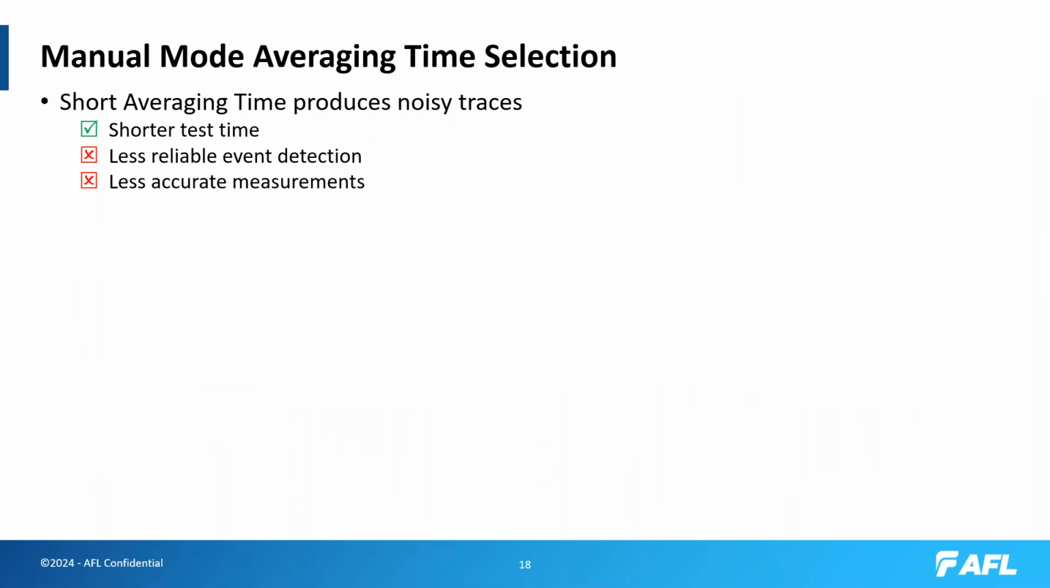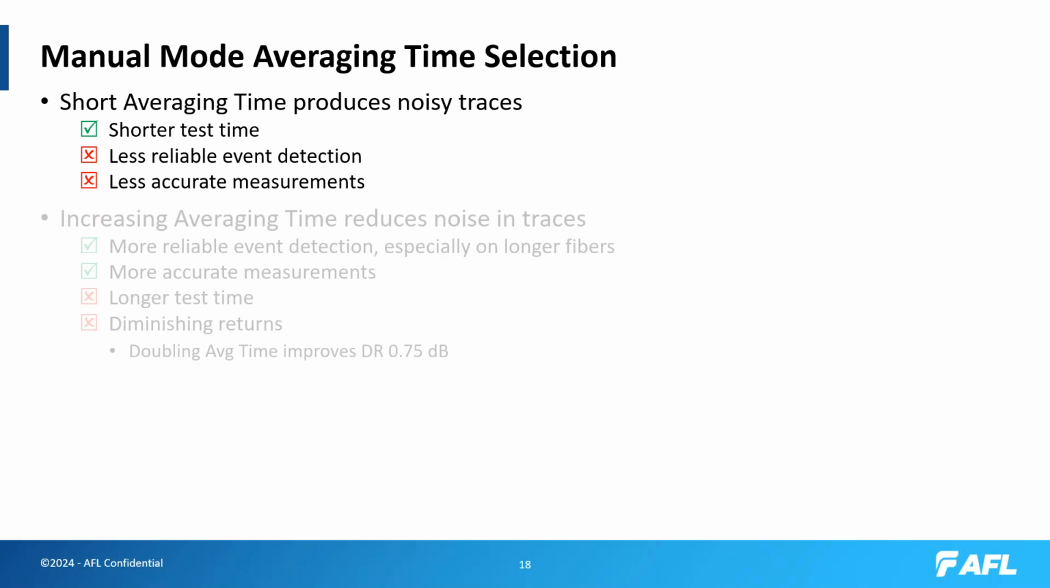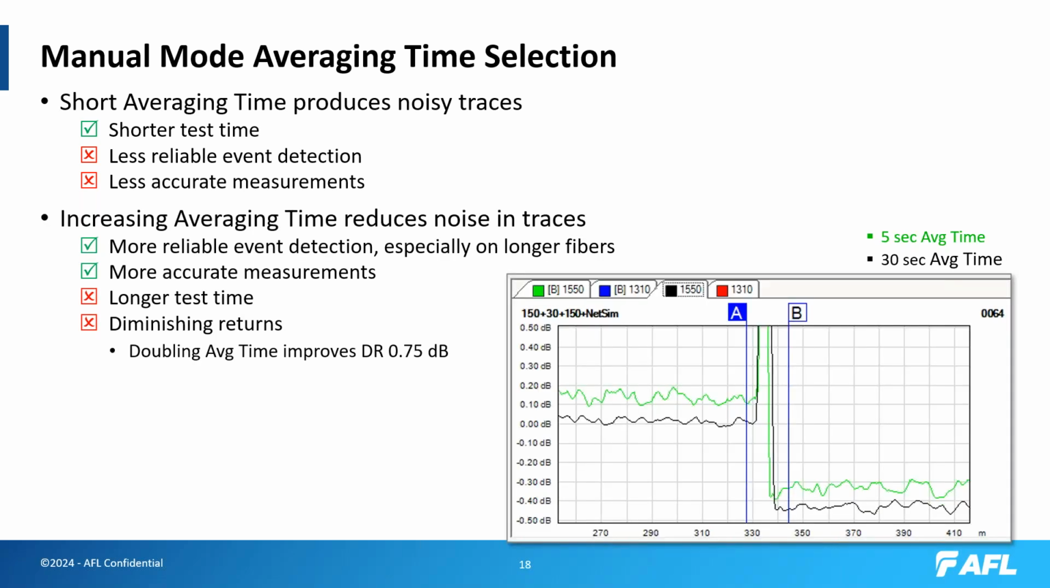So manual mode averaging time. Short averaging time produces noisy traces, but reduces your test time. Noisy traces mean less reliable event detection and less accurate measurements. If you increase the averaging time, it will reduce the noise in traces and improve your event detection and measurement accuracy. But of course, your test time is longer. And there are diminishing returns. Every time you double the averaging time, it improves your dynamic range by about 3/4 of a dB.